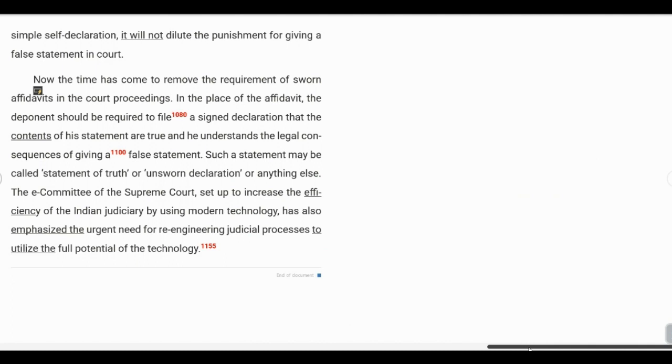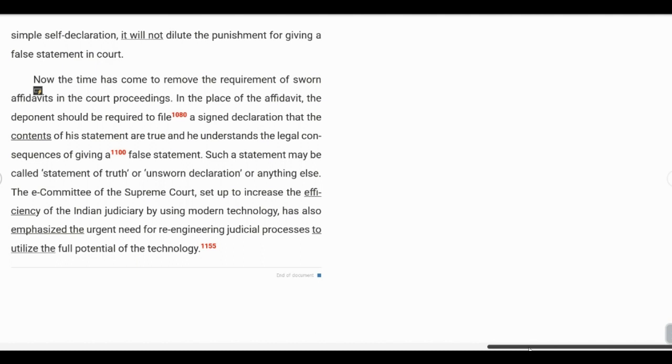Now the time has come to remove the requirement of sworn affidavits in the court proceedings. In the place of the affidavit, the deponent should be required to file a signed declaration that the contents of his statement are true and he understands the legal consequences of giving a false statement. Such a statement may be called statement of truth or unsworn declaration or anything else.